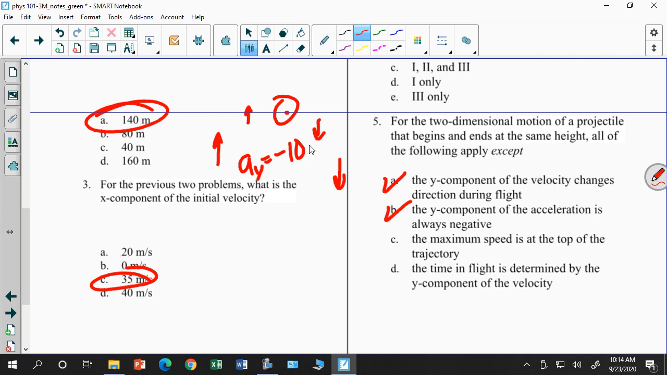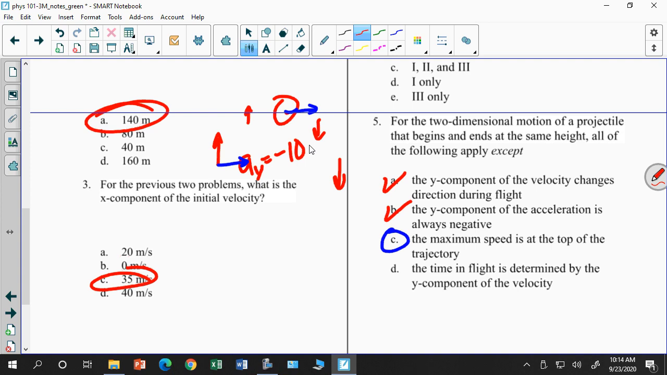The maximum speed is at the top of the trajectory? No. The maximum speed is actually where? At the very beginning or at the very end. That's where you have your maximum speed, because your y velocity is the maximum, and your x velocity is there. At the top, all you have is the x velocity, which doesn't change. So this one is not correct, which means it is the answer.